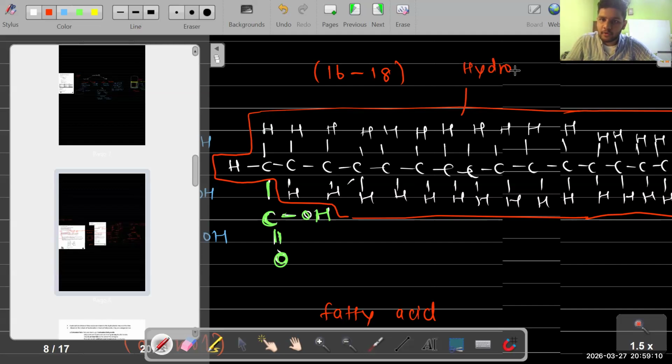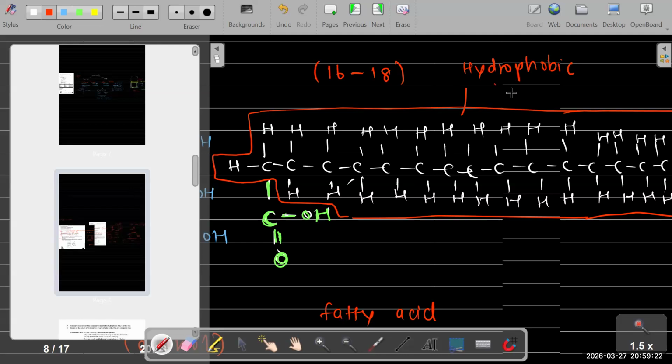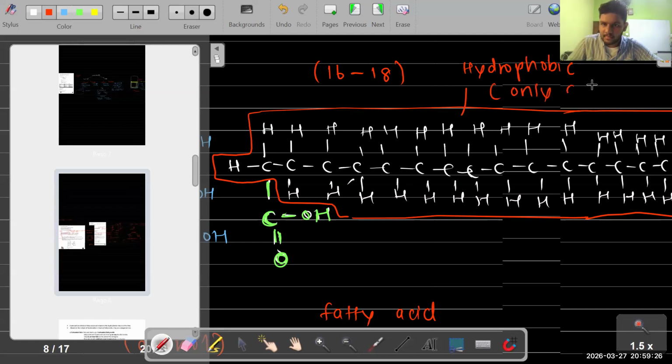Why is it said to be hydrophobic? What is the reason? What are the two elements it has? Carbon and hydrogen only. Very good. Only carbon and hydrogen.